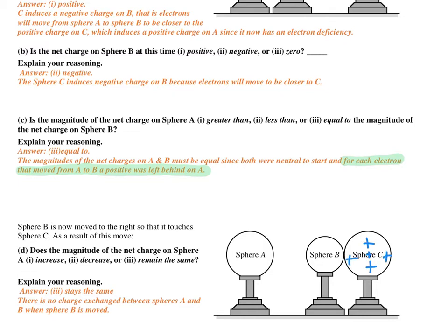Okay. And if sphere B comes in contact with sphere C, what will that do to sphere A? To the net charge on sphere A. Again, which process can change net charge? Which one? Conduction. Did A experience a conduction event by moving B over to C?